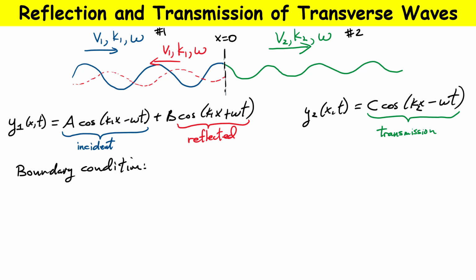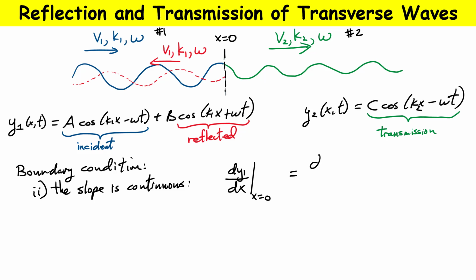All right, our second boundary condition is, let's call it, II here. II says that at the boundary right here, we also require that the slope is continuous. So the way we write that is that we want the slope of the wave on side 1 evaluated at this position at x equals 0 to be equal to the slope at side 2, again evaluated at x equals 0.